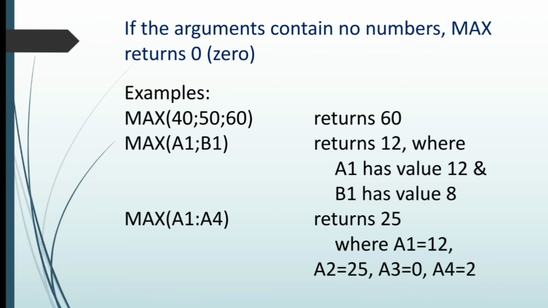Max range A1 to A4 would return the value 25, where the value of A1 is 12, A2 is 25, A3 is 0, and A4 is 2. The maximum value of these is A2, 25.